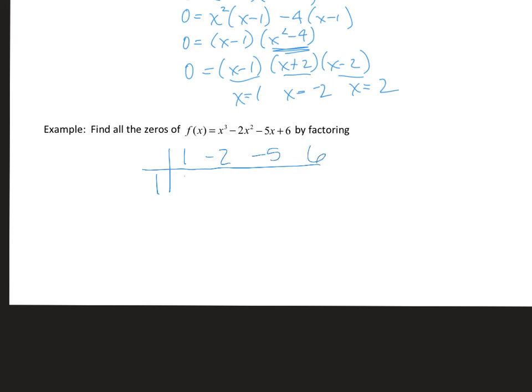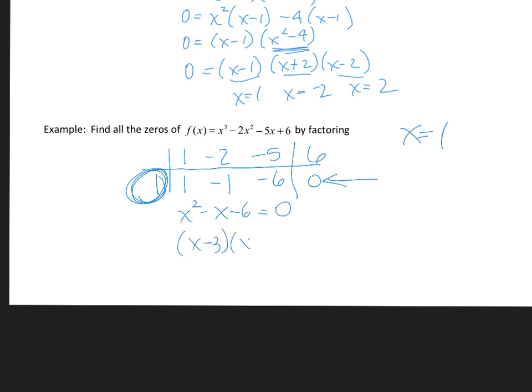So I'm going to bring down this 1. I'm going to multiply and add. I'm going to multiply and add. When I multiply and add, I get 0. So there's one of my zeros, right? x equals 1 is the first zero. This is my depressed polynomial, which is also factorable. So my 2 other zeros are +3 and -2.